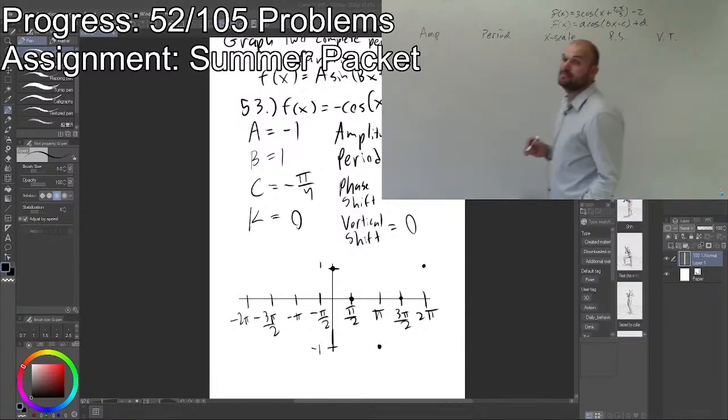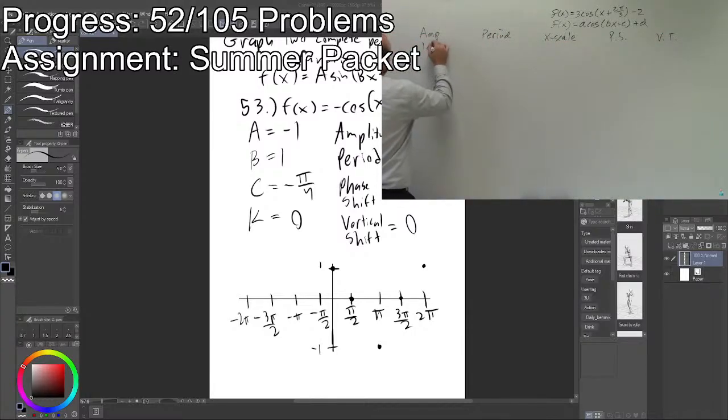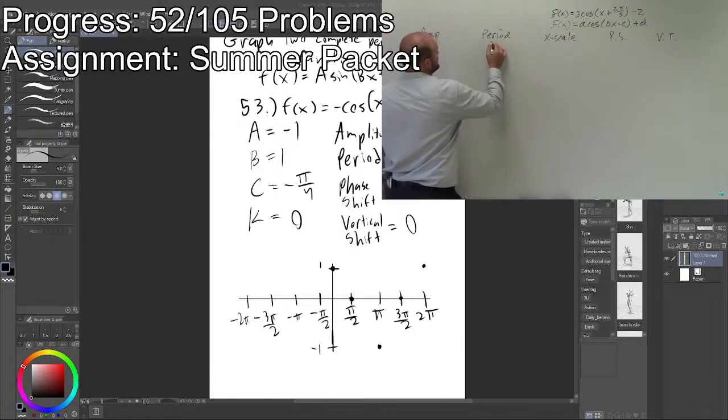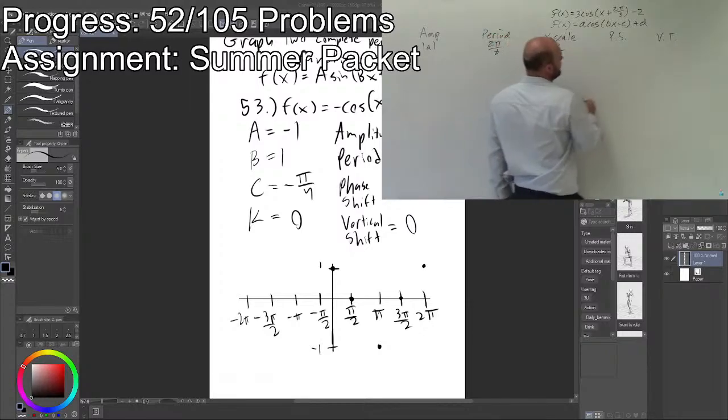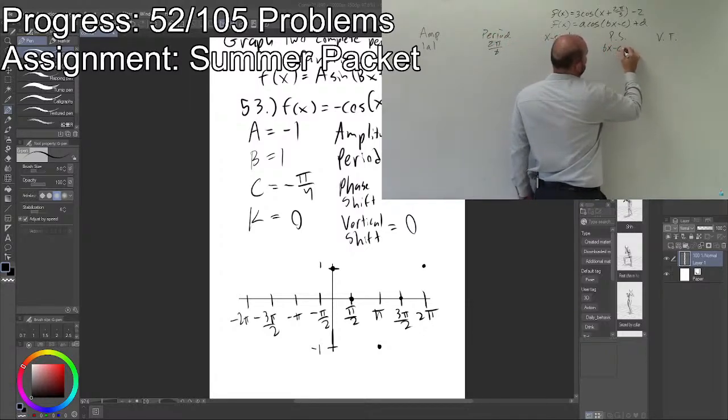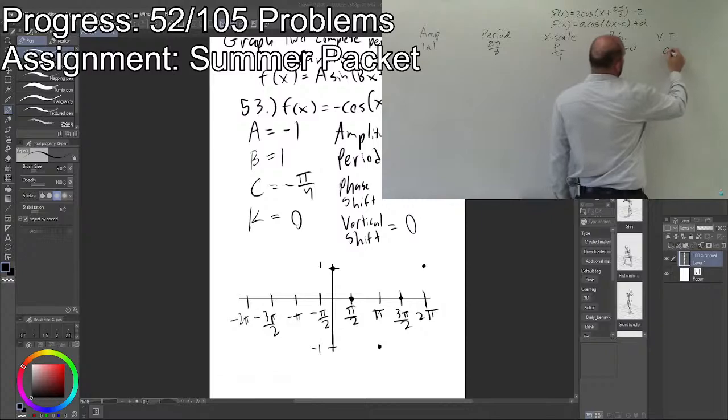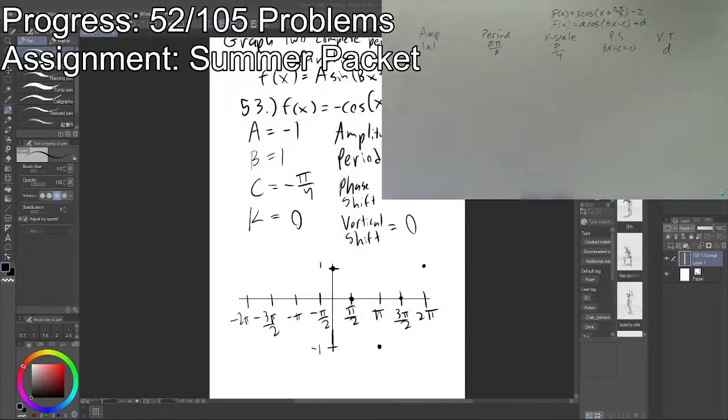Okay, so to determine the amplitude, that's simply just taking the absolute value of A. The period is simply going to be 2 pi divided by b. Your x scale is simply your period divided by 4. Phase shift is whatever's inside your parentheses set equal to 0. And your vertical translation is d.